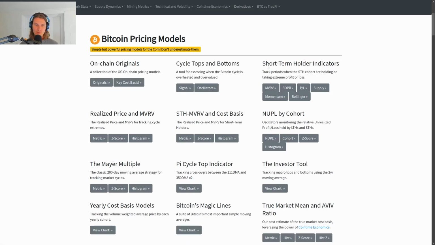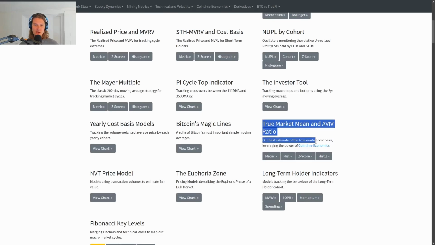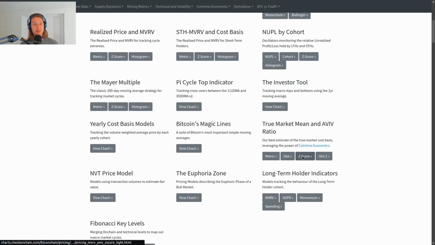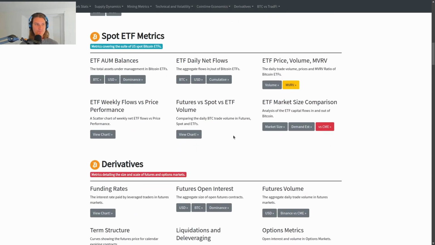So you'll see this general structure where all of these particular metrics, we've got the metric, the histogram of the metric, the Z-score, and the histogram of the Z-score. And again, these are all things that are related to the same characteristic, but we will explore these more in the newsletter itself. So in terms of actually really understanding what these things are doing and how we apply them, that's where the newsletter is the perfect companion to our charting website.